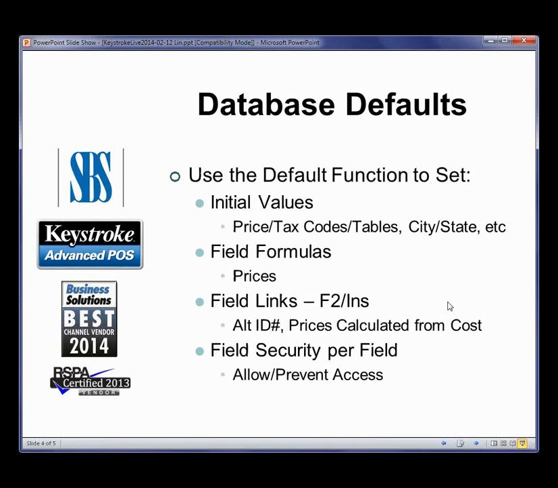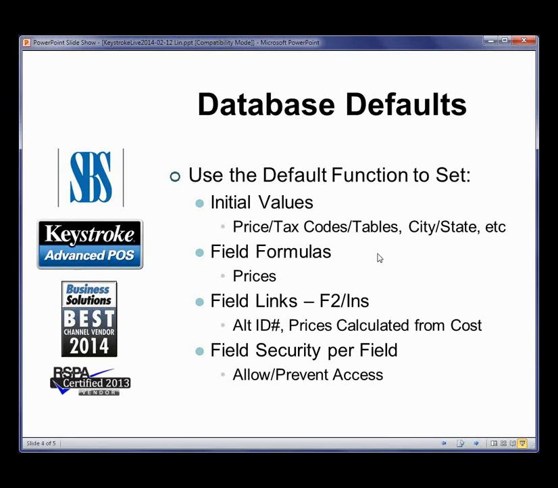You can use this default function to set 4 basic areas. Initial values like your price or tax codes and tables. On the codes, remember, they go on the inventory records, the tables go on the customer records. Things like the city and the state. There's just all kinds of things, and it just makes it easier so you don't have to type that in each time. You can also add formulas into various fields.